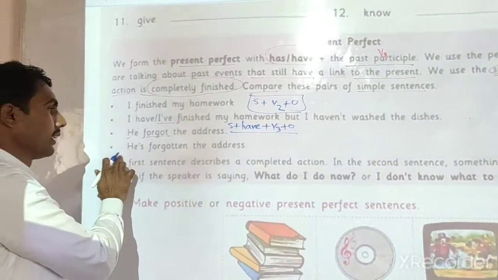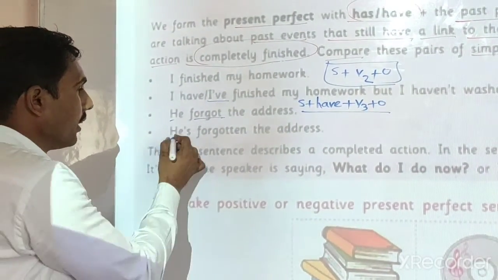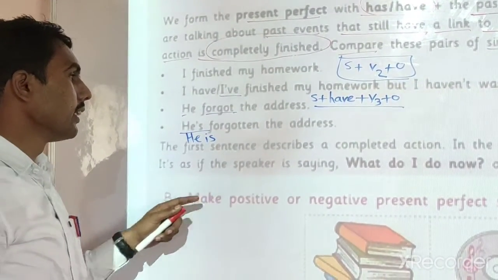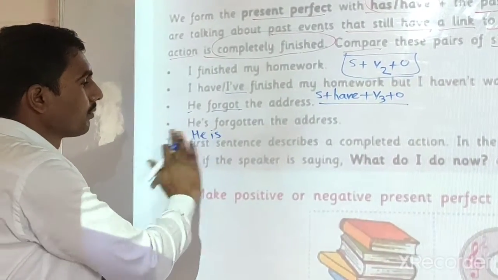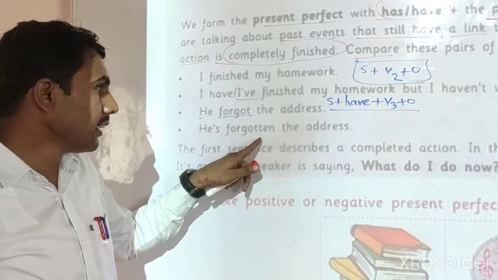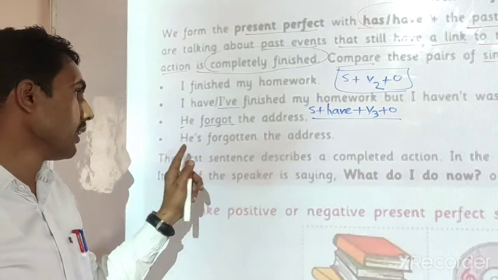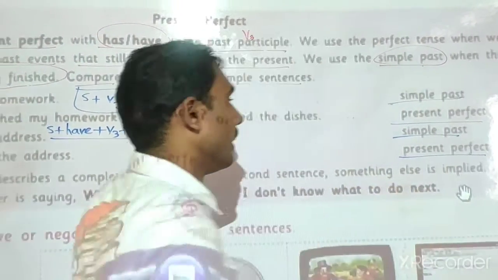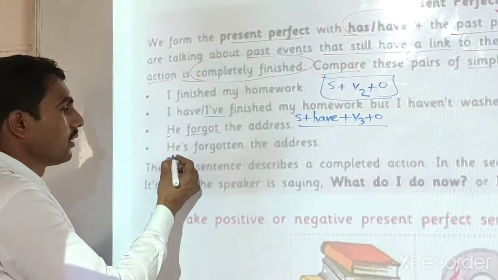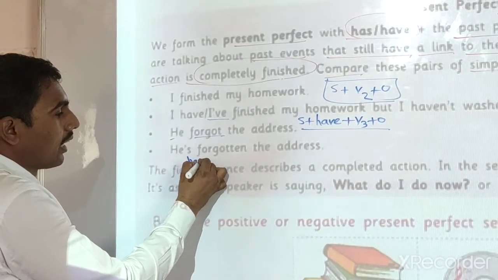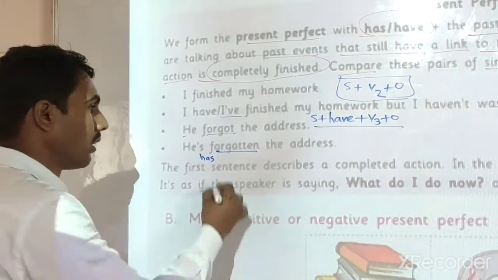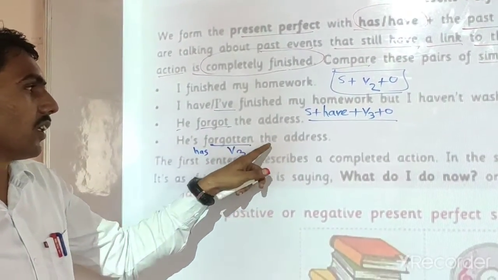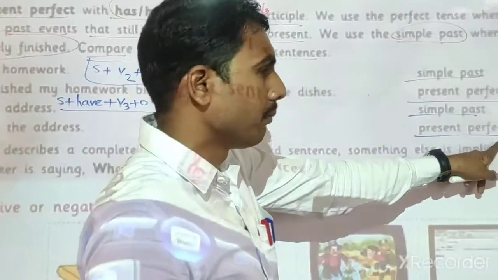Now the next sentence. He is, we can write here in this way also, he's. He's forgotten the address. Remember this. It is also present perfect tense because we use here has plus forgotten, verb third form. He has forgotten the address. It is a present perfect tense.